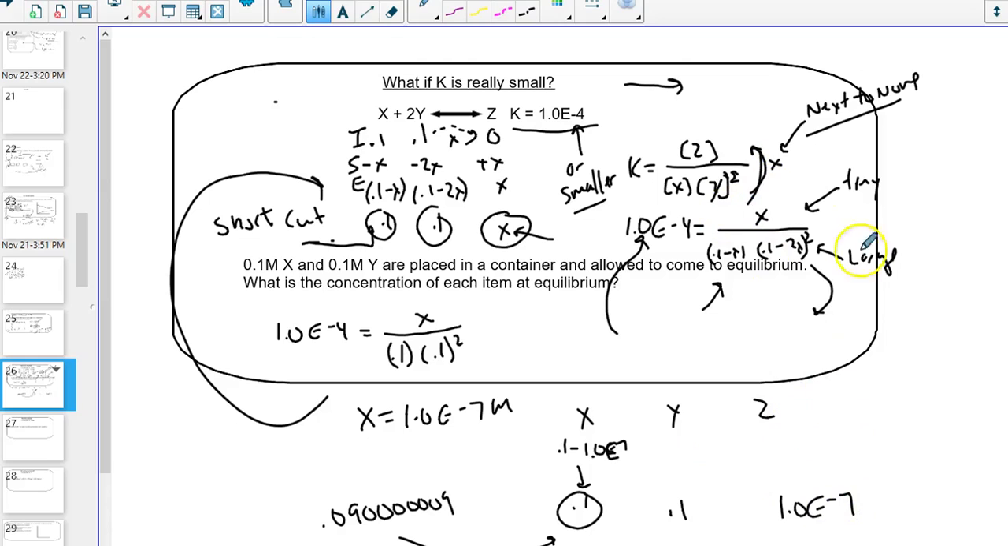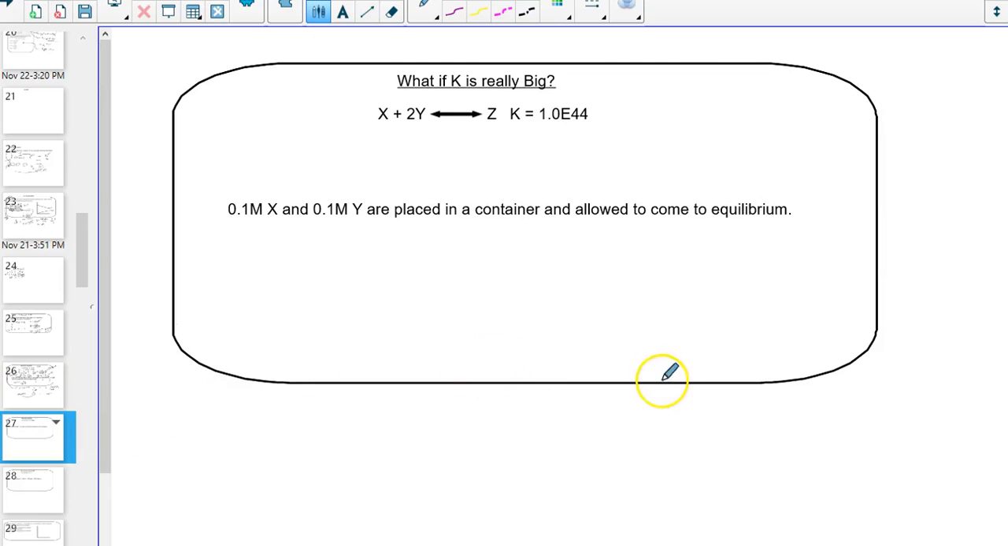We use this idea almost exclusively in solubility, it's called Ksp, for things that are really small in terms of solubility. What do we do if things are really big? In our terms, this is really, really big, but for the most part, it doesn't have to be that big to be big. But I'm just going to let you know here, we got 0.1 of each. 0.1, 0.1, and 0.1 initial, stoichiometric ratio, end. In this case, what are all the concentrations of each item?